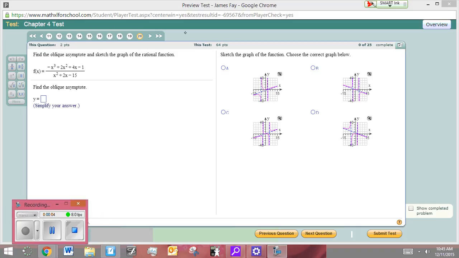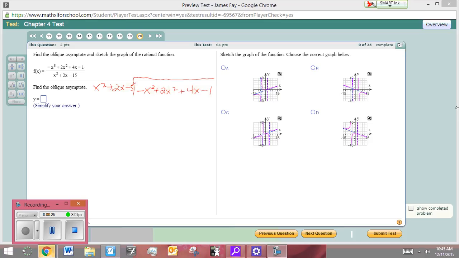Question number 20. Find the oblique asymptote and sketch the graph of the rational function. So you're going to take negative x cubed plus 2x squared plus 4x minus 1 and divide it by the denominator, x squared plus 2x minus 5.